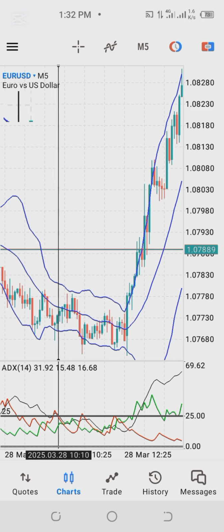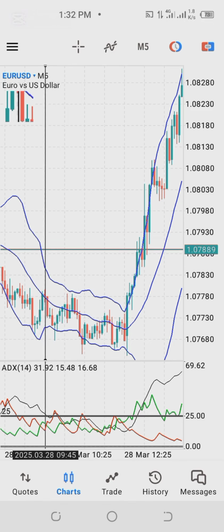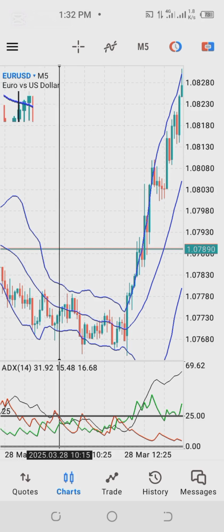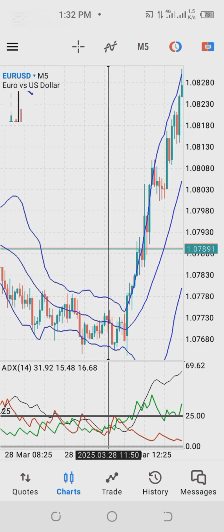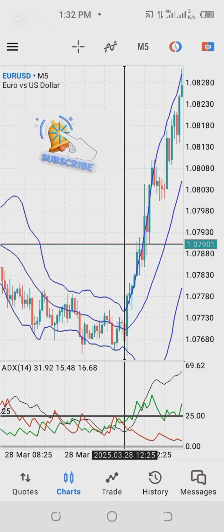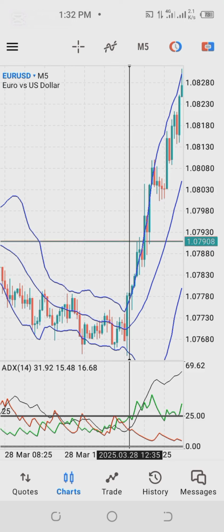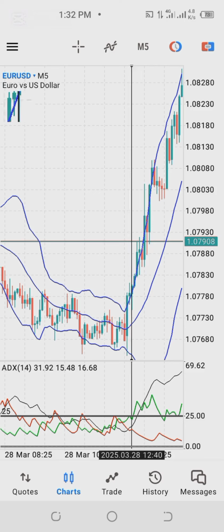Okay, so it's not just about it crossing over. You can't just say because it has crossed over, then you jump into the trade. No, you wait for it to cross over, and once it has crossed over, it must touch the level 25 there. Once it crosses over and touches level 25, then you know that your signal is ripe for a trade. So that is it. See how far the market went, guys.